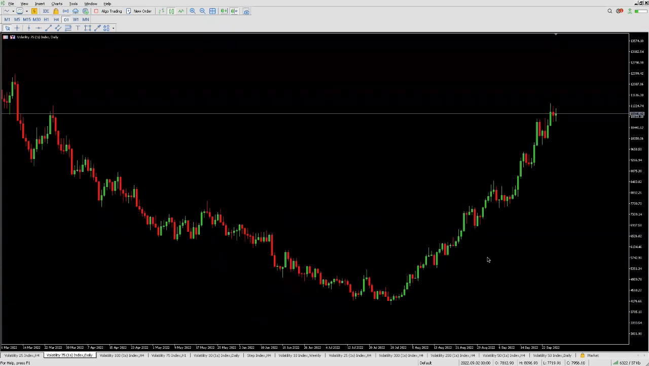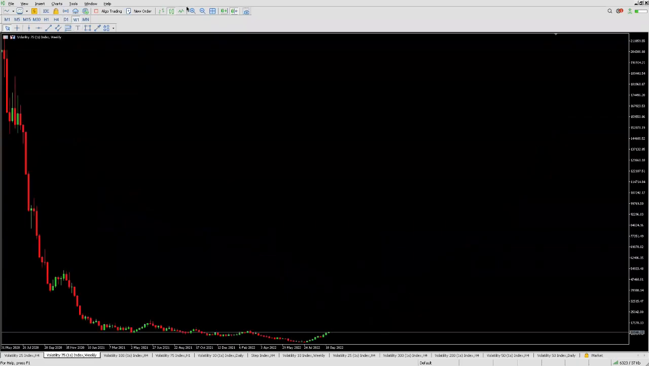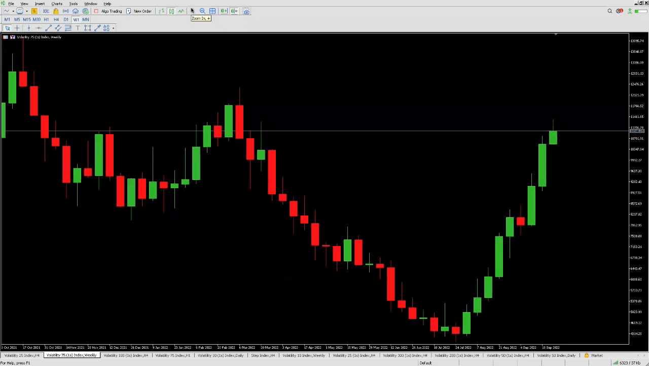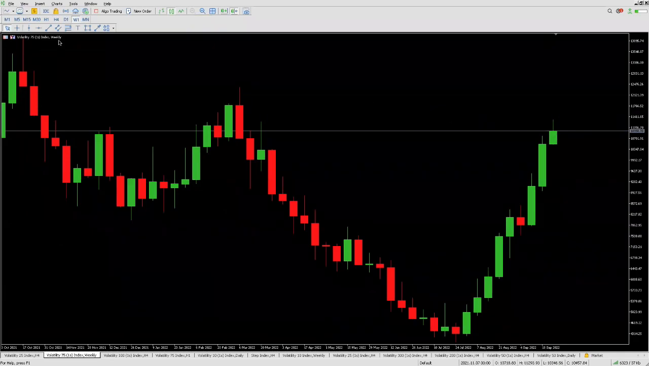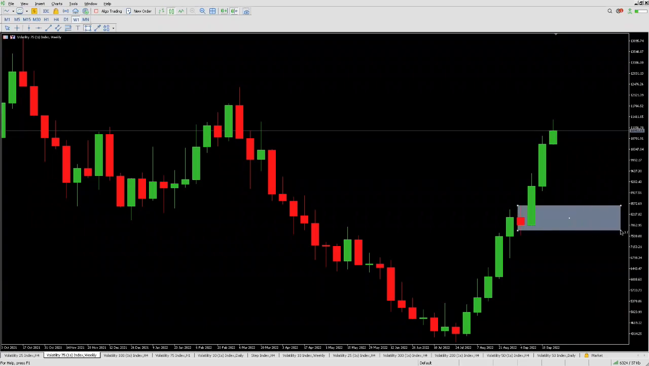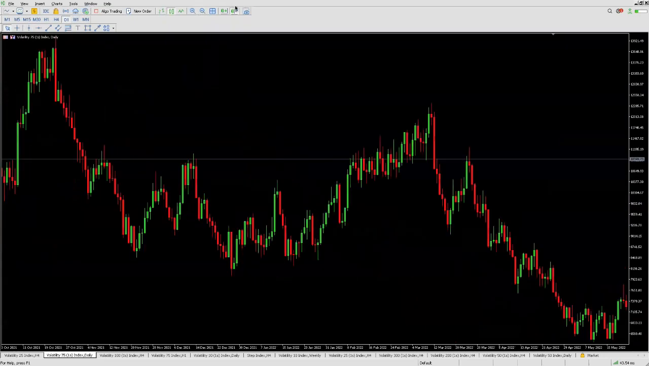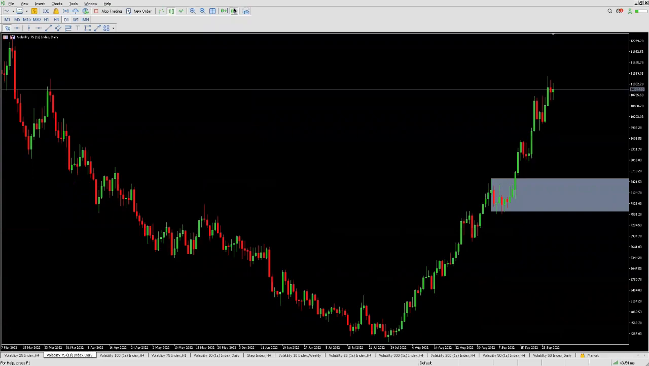Okay, now let's go to Volatility 75 (1s). I'm going to start maybe on the weekly time frame. On the weekly time frame, there's not much there except that this would be your level of demand on the weekly, which is so far away. It's from 3 weeks back. We can't do much with that. So now let's go to the daily time frame and see what's going on.